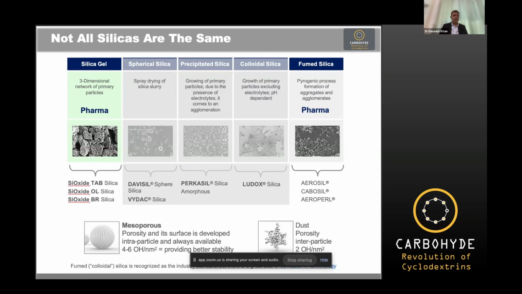So we have silicon dioxide, tab, oil, and B. Other three grades, and the three grades have different porosity. This is the only difference, and different porosity matters because sometimes you need different porosity for tablets, different porosity for dry syrups, or different porosity for some other formulation. So we have gone with different porosities just to understand different formulations.